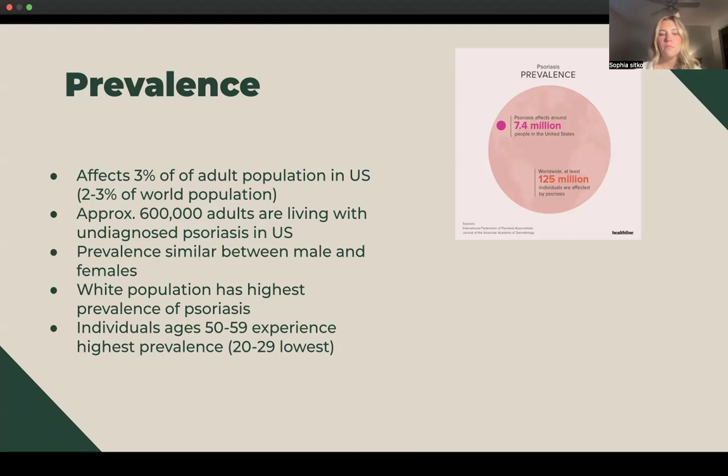And then the white population is going to see the highest prevalence of diagnosed psoriasis, but it's actually thought that the number of people with psoriasis is pretty similar across all racial groups. But the disparity in the numbers has to do with access to care or just general health disparities between racial groups. And then individuals ages 50 to 59 experience the highest prevalence of psoriasis, and ages 20 to 29 experience the lowest prevalence of psoriasis. But anyone can be diagnosed. It's not uncommon to see somebody in their teens or 20s, 30s get diagnosed with psoriasis.